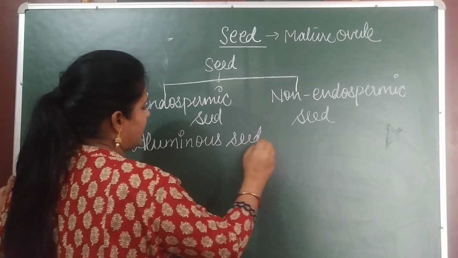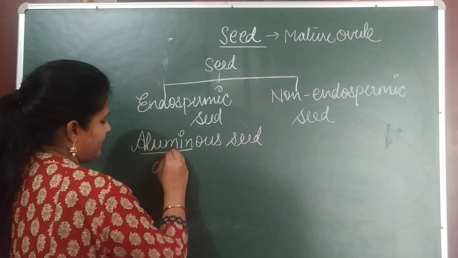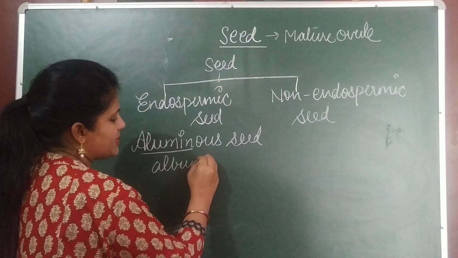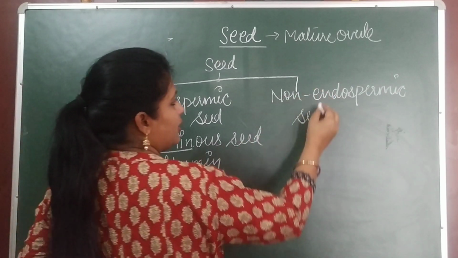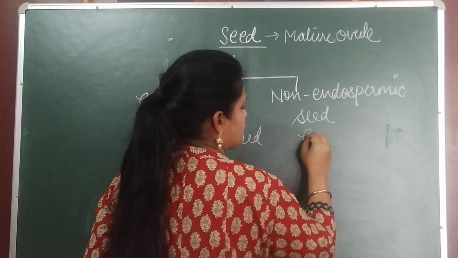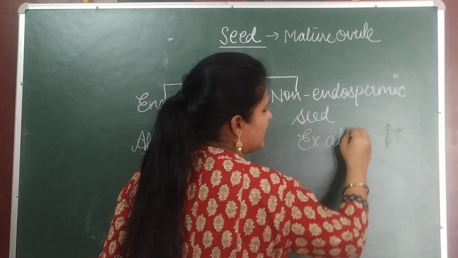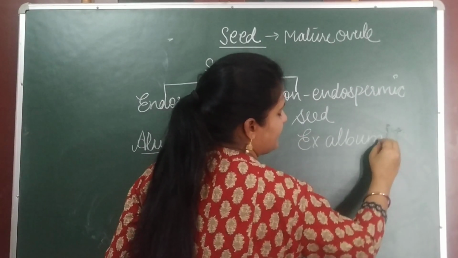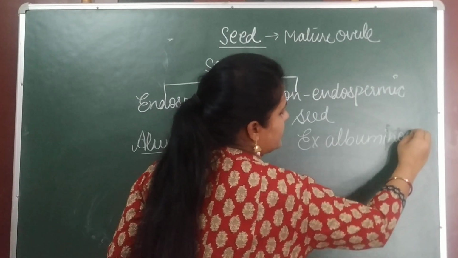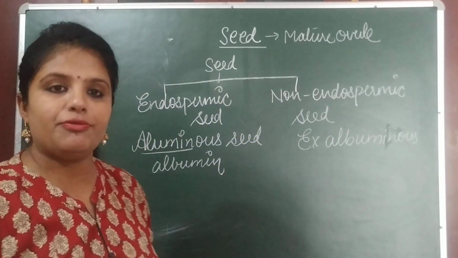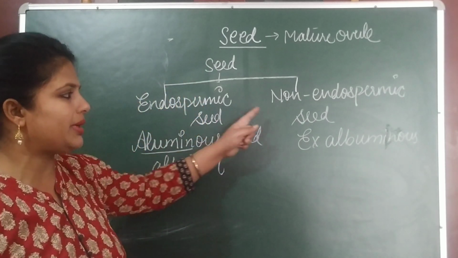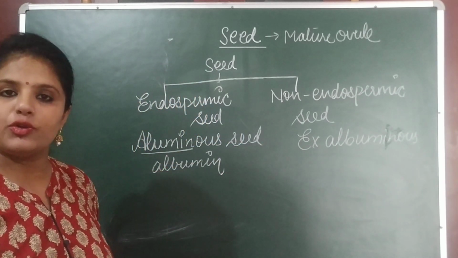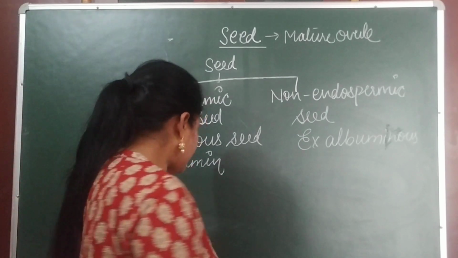Albuminous word came from albumin, which is a protein present in endosperm or seed, and non-endospermic seed is known as ex-albuminous seed. So on the basis of storage of food, there are two kinds of seed. One is endospermic and one is non-endospermic seed.